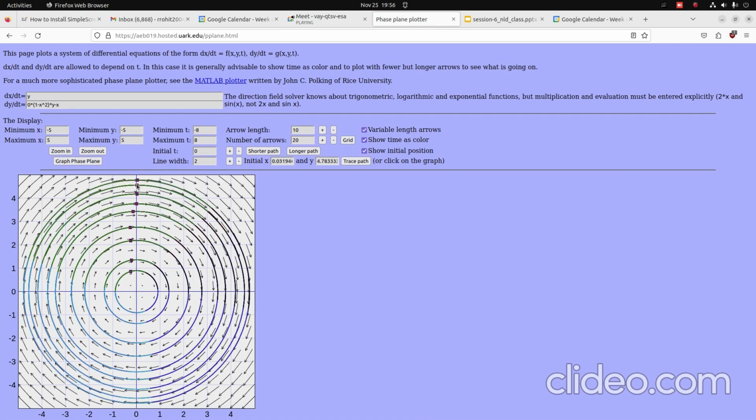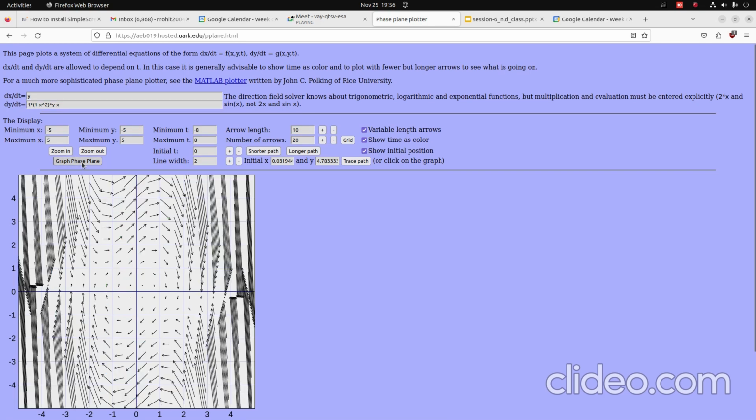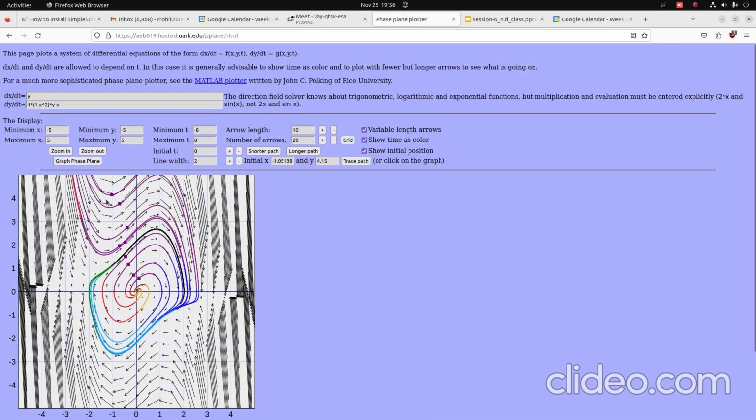There is no damping term. It is completely the x double dot plus x equal to 0 condition. Now if I slowly increase it to 1, you will see that there is a small curve coming up, and anywhere you start, it comes directly to that closed curve.